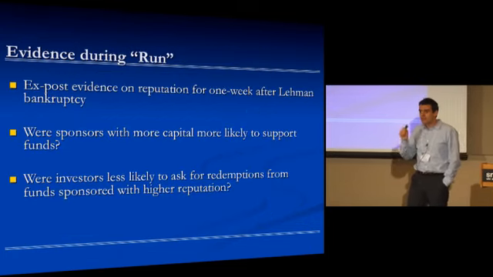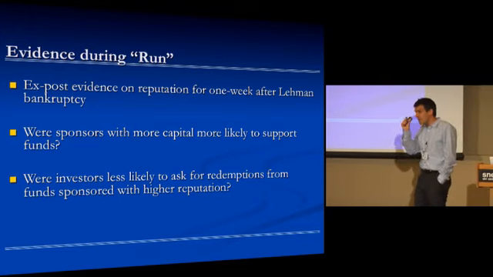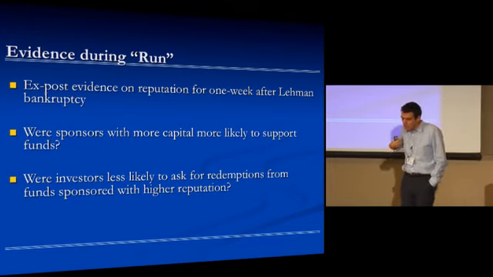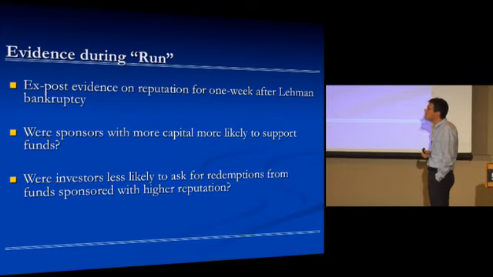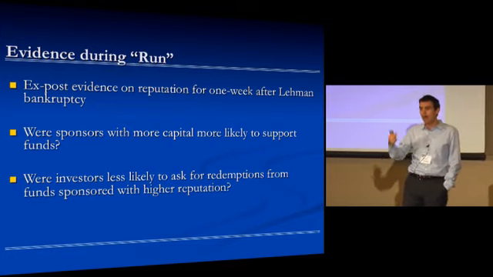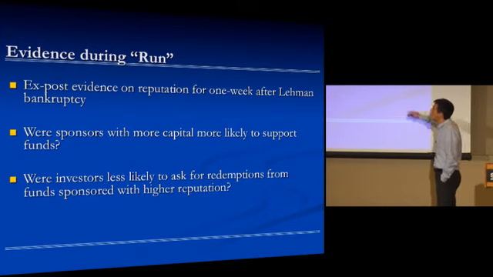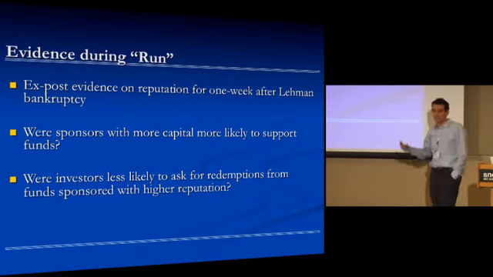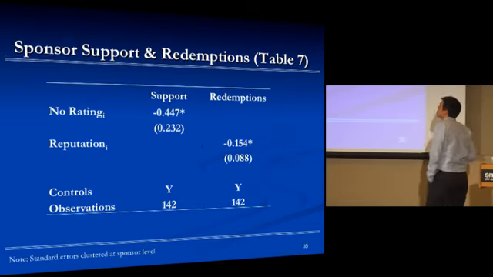I said we're going to have some out-of-sample evidence. One thing we can look at, in a very short period, is just the one week after Lehman went bankrupt, when there was the run on money market funds before the government stepped in. We want to look at whether sponsors with more capital actually announced support for their funds before the government came in, and whether investors were less likely to ask for redemptions from funds which had a high reputation. And indeed, that's what we find.